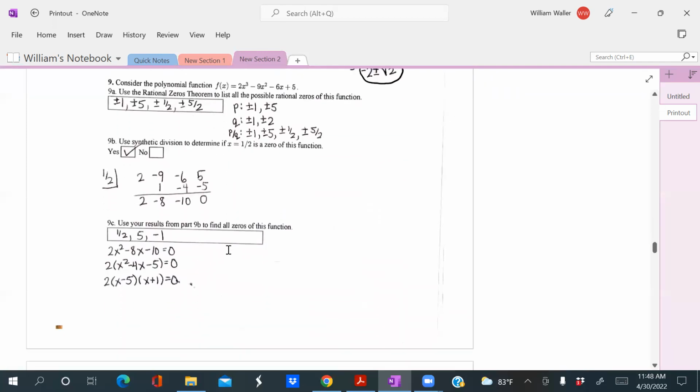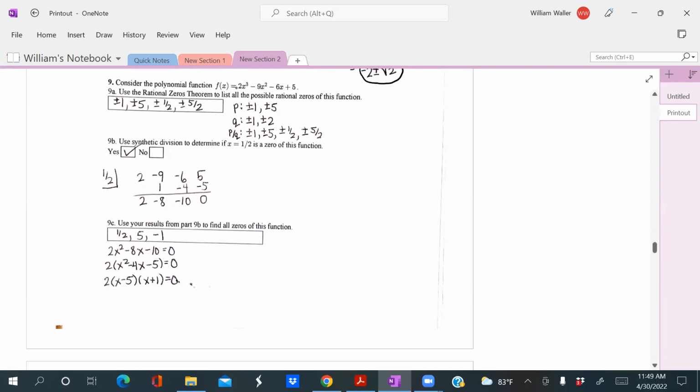Same problem in number 9, essentially. Here we have a polynomial function, right? And we're looking for the x-intercepts. So we know where to look for the x-intercepts, right? That is the so-called rational zeros theorem. Remember, you can find rational x-intercepts, if there are any. That means x-intercepts that can be written as fractions. You can find those by taking the factors of the constant coefficient and dividing them by the factors of the leading coefficient. Constant coefficient here is 5.